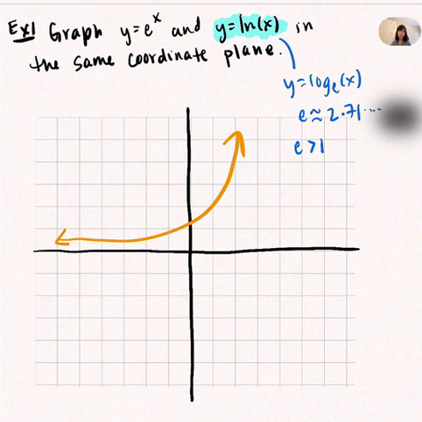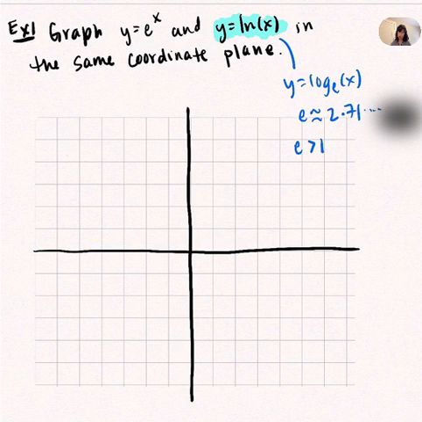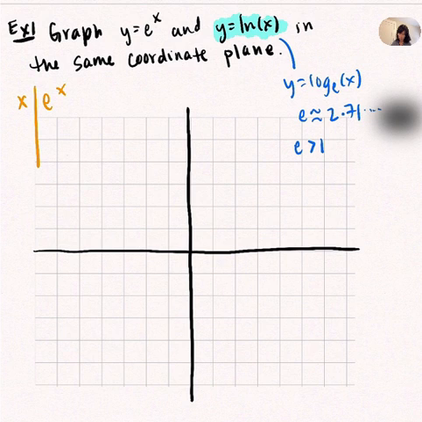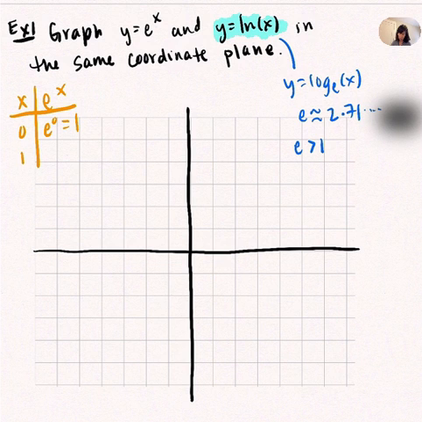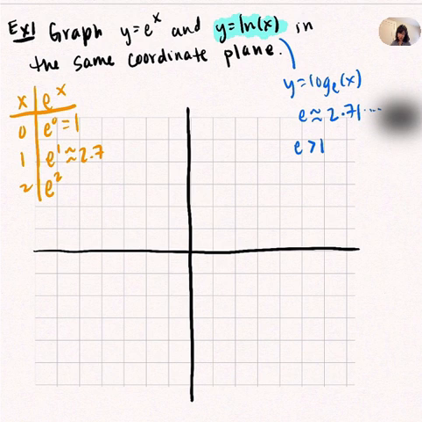And then we can find some exact points by plugging numbers into the e to the x function. So I'll make a little table over here. If I plug in x equals 0, I get e to the 0, which is 1. If I plug in x equals 1, I get e to the 1, which is about 2.7. If I plug in 2, I get e to the 2. Using a calculator, that's going to be about 7 point something.